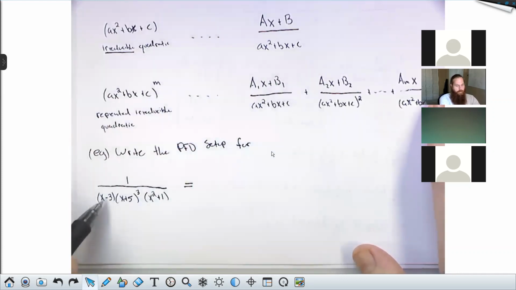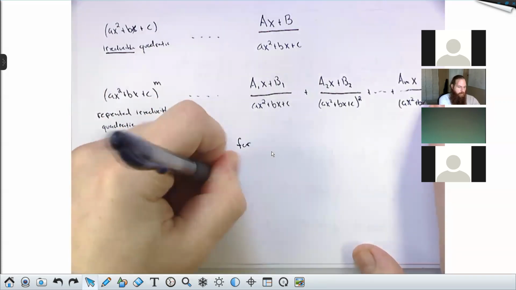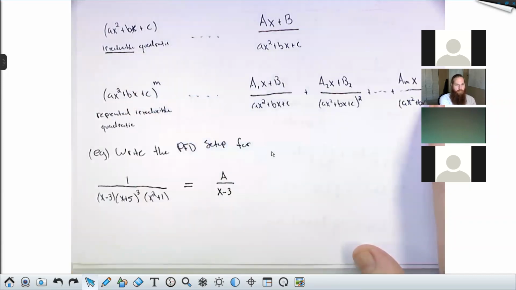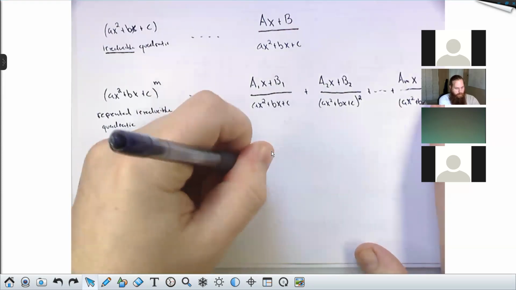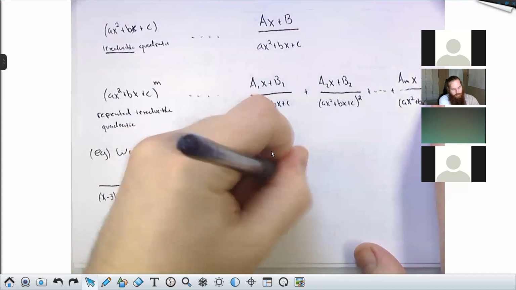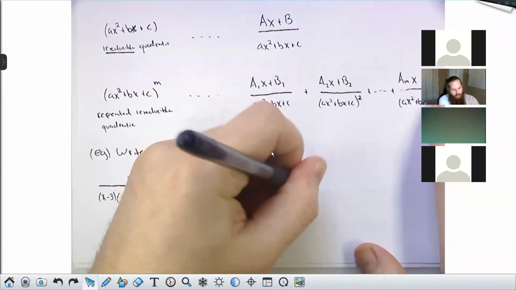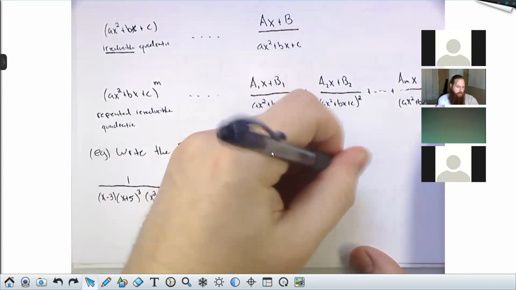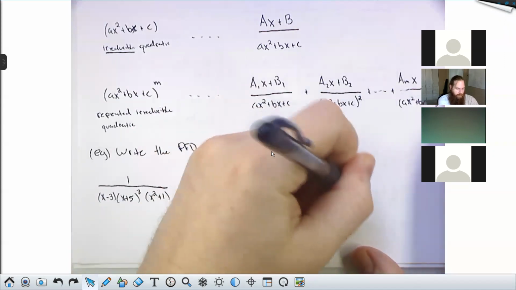The simple linear factor will contribute just one term, A over x minus 3. The repeated linear factor, because the power here is 3, will contribute 3 terms to the setup. I would write that as B over x plus 5, plus C over x plus 5 quantity squared, plus D over x plus 5 quantity cubed.